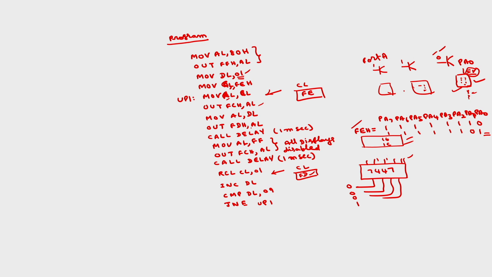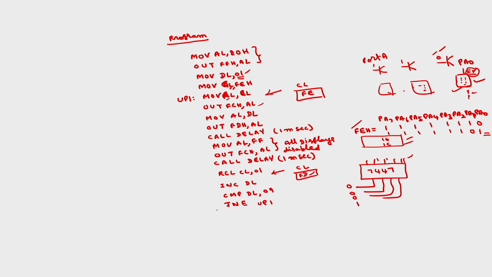After that DL becomes 2, 3, 4. Like that, 1 will be displayed on the first display, 2 on the second display, and 8 will be displayed on the 8th display. After that this will be false, then you have to do an unconditional jump to up 2, so that I can repeat the same process.